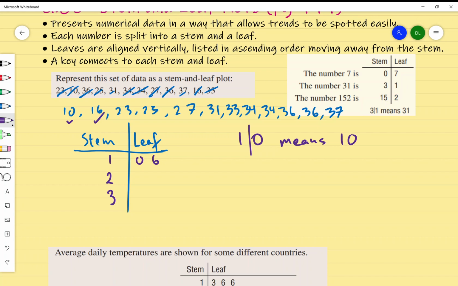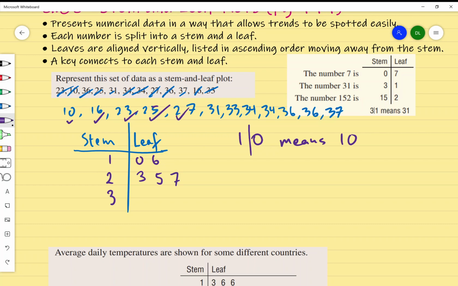And we do the same thing for the 2s. The next number is 23, so I'm going to write a 3 here, and that shows the 23. Then 25, so I'm going to write the 5 here, and that's 25. I've ticked that off. Then 27, and that's all of the 20s.